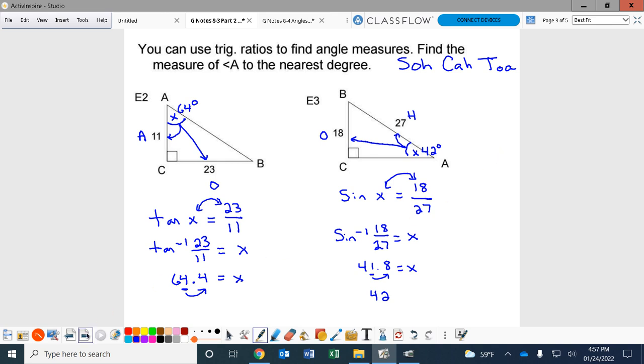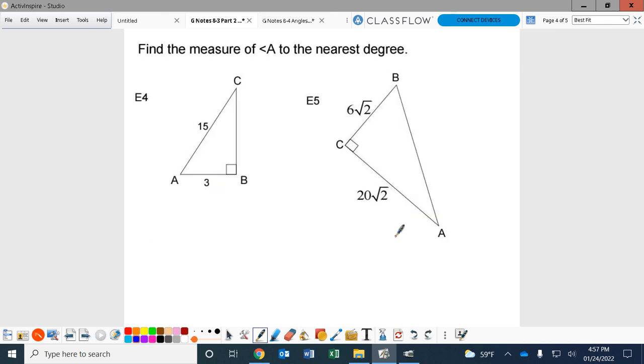Okay, let's get our next ones done. On our next one, we're finding the measure of angle A again. So on both the A's, I'm going to go in and put an X. It makes it easier to follow this. Here and here, this is going to be the adjacent side. This is going to be the hypotenuse. I know it's the hypotenuse because it's across from my right angle.